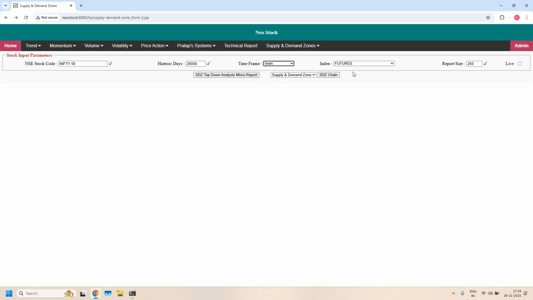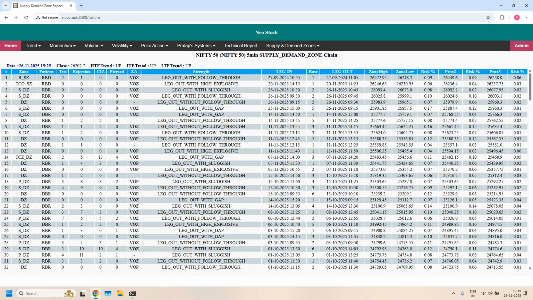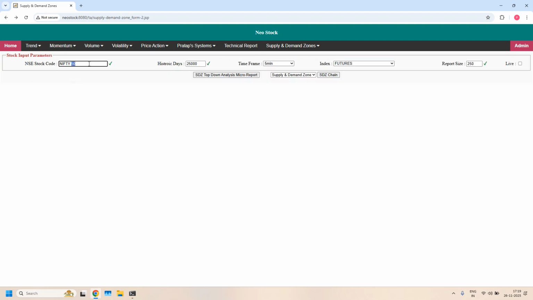Generating 5 minutes supply demand zone chain for NIFTY. So this is NIFTY supply demand zone chain report. Next, I am generating BANKNIFTY supply demand zone.